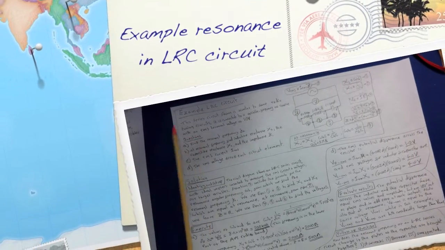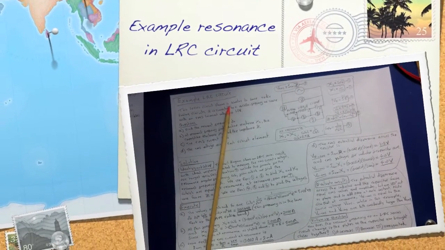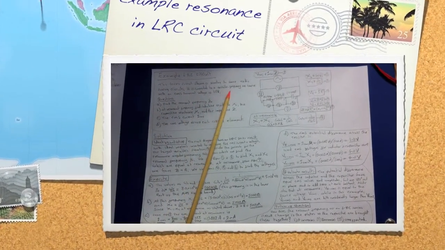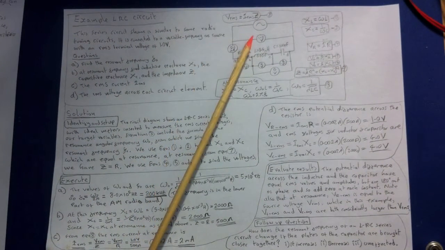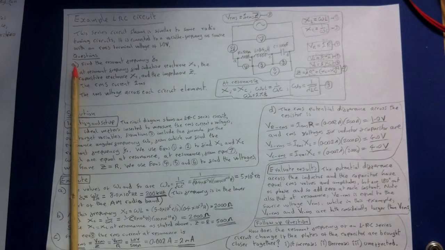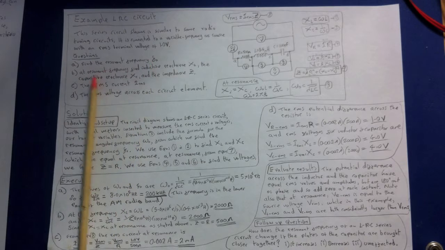So this example says, this series circuit shown is similar to some radio tuning circuits. It's connected to a variable frequency AC source with a root mean square terminal voltage of 1 volt. These are the questions. A. Find the resonant frequency F0.